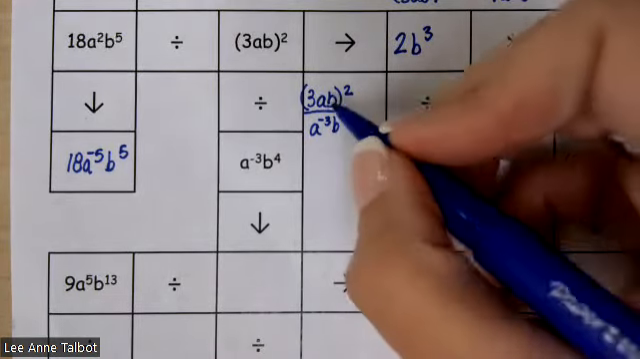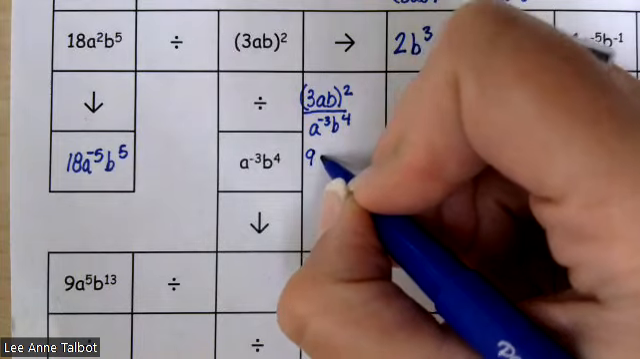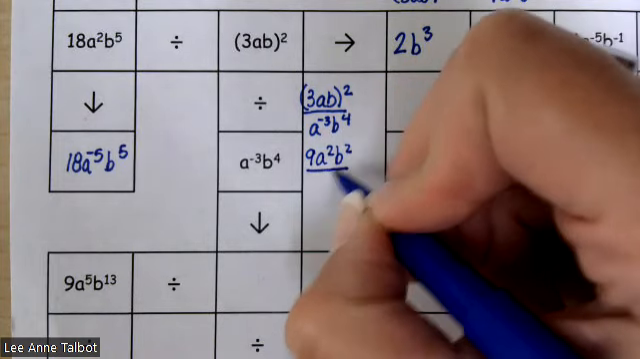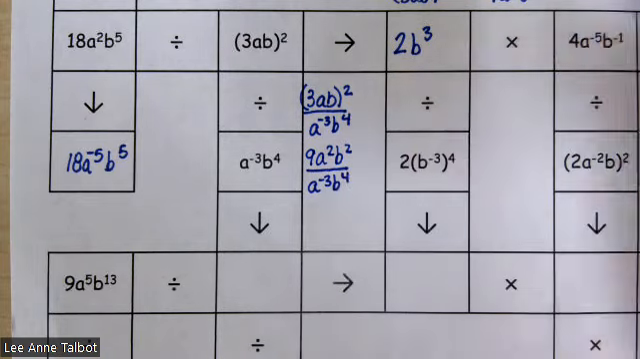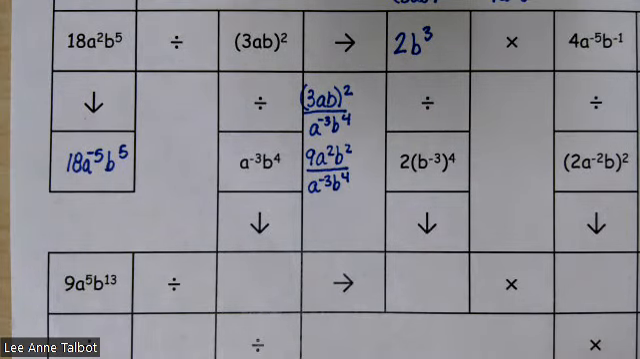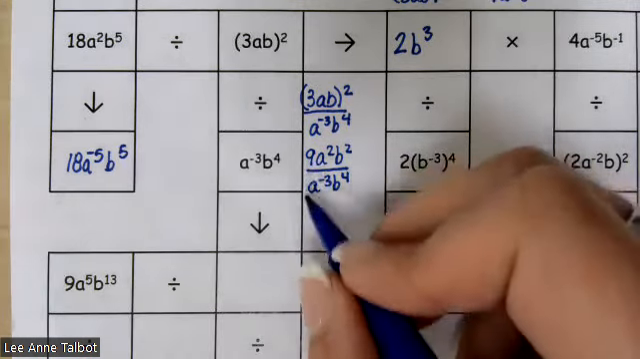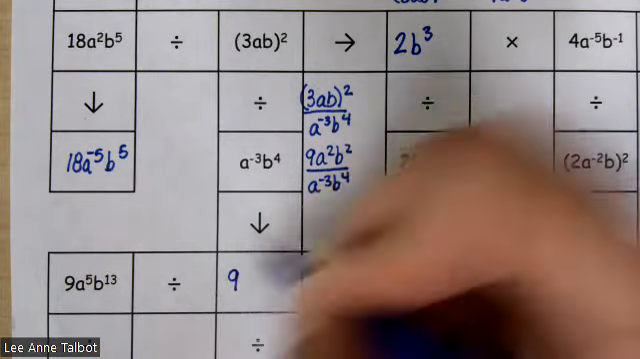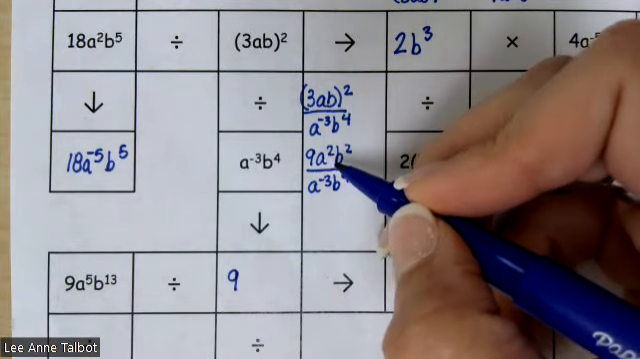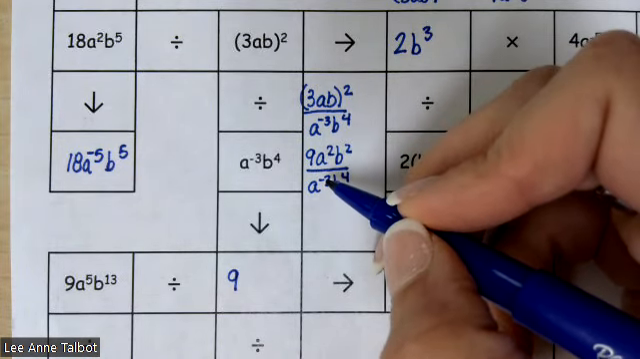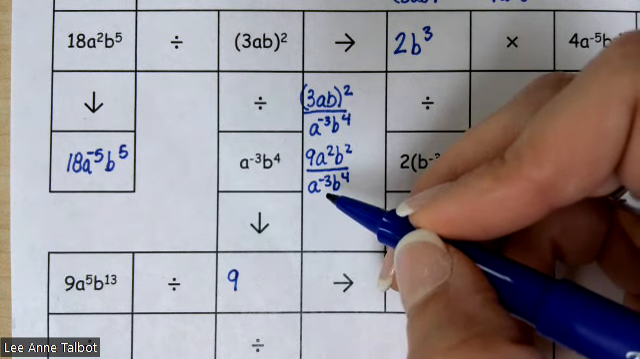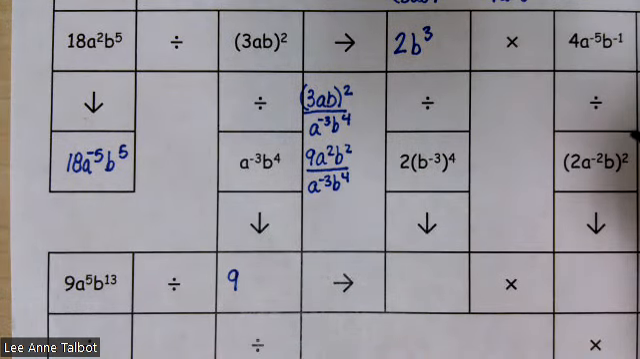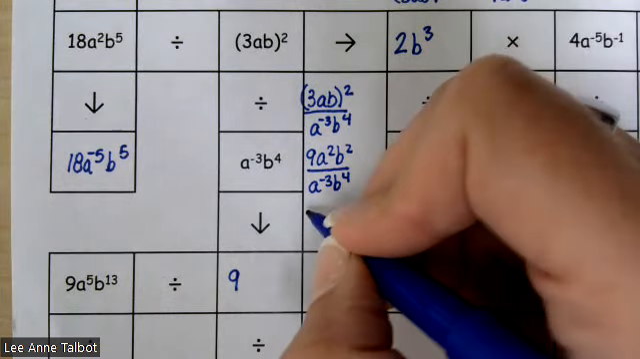Okay. Now we already did this part. We said it was 9a squared b squared. What's 9 divided by 1? 9. Okay, now this is very important. What's 2 minus negative 3? No, no. 2 minus negative 3. No. 5.